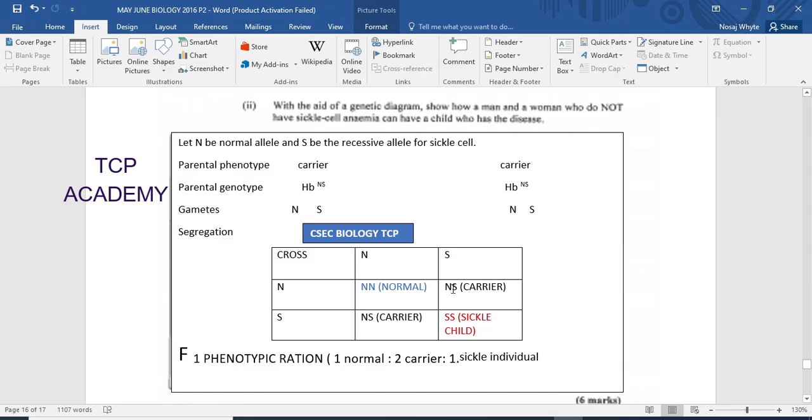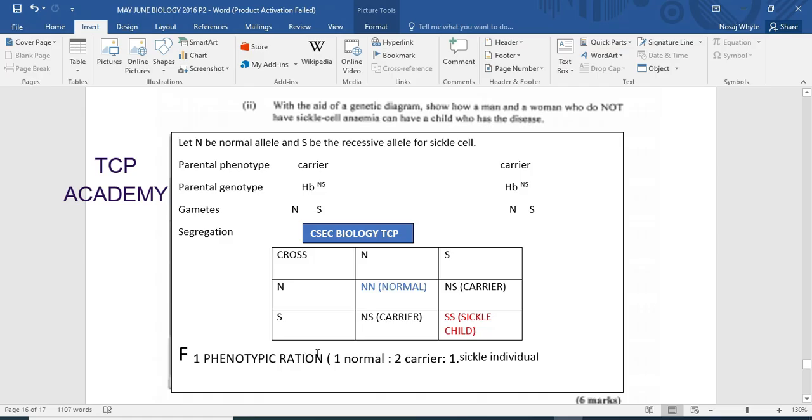N and S intercept here. NS is the genotype. So this person is a carrier, and that's the person's phenotype. It's never usually written in the cell like this, but we did this for you to follow the lesson. N and S intercept here too, so this is also a carrier. And here we have the homozygous F1. So here it's a sickle cell child, as the trait is inherited in its homozygous recessive form, SS. So this is one person here with sickle cell.